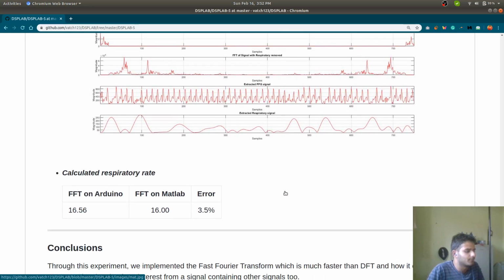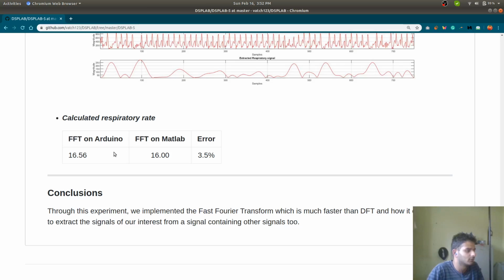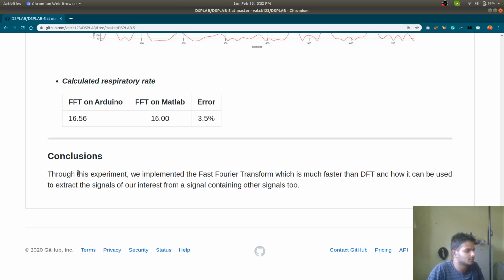Now to calculate the respiratory rate, FFT on Android gave us 16.56, whereas FFT on MATLAB gave an error rate of 3.5%, which is fine. So coming to the conclusions, through this experiment we implemented the fast Fourier transform and saw how we can use it to distinguish between two signals varying in frequency, and how we can extract them from a superimposed signal. Once we get the signals extracted, we can do our previous analysis to find the time period and frequency. Thank you.